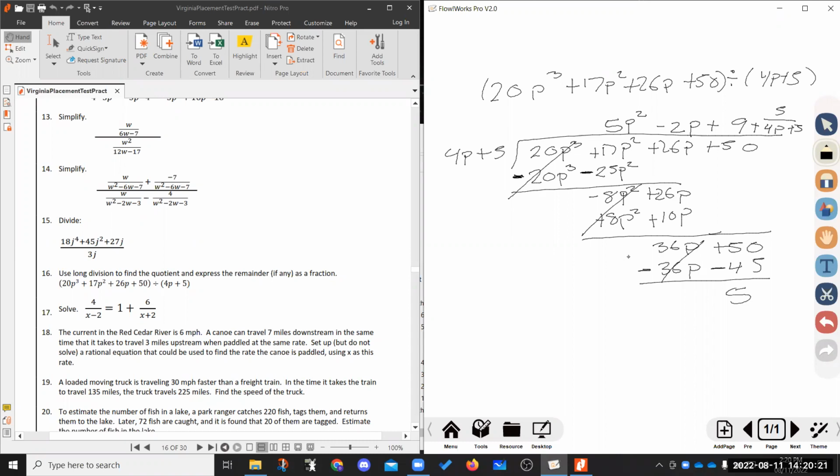If we had not had any remainder, it would have meant that this could have factored, and this denominator would have been one of the factors, and it would have canceled out. That's what that would have meant. But since we do have a remainder, then 4p plus 5 was not a factor of 20p cubed plus 17p squared plus 26p plus 50.